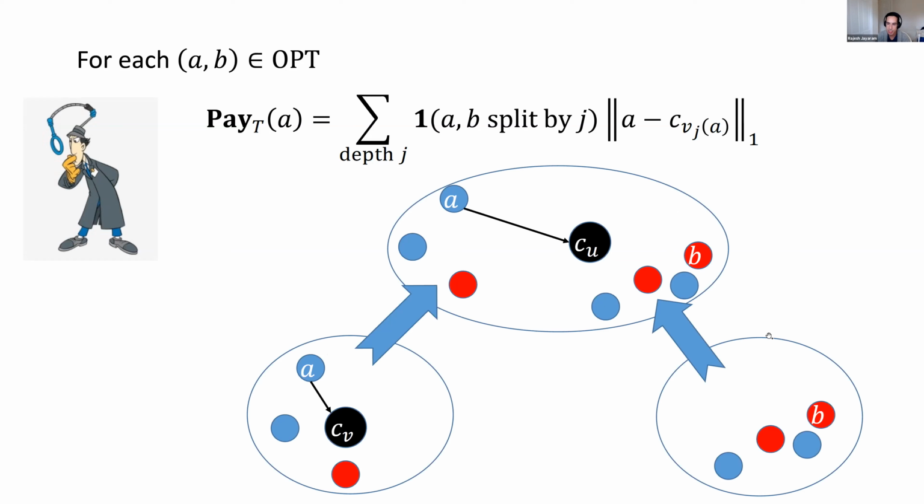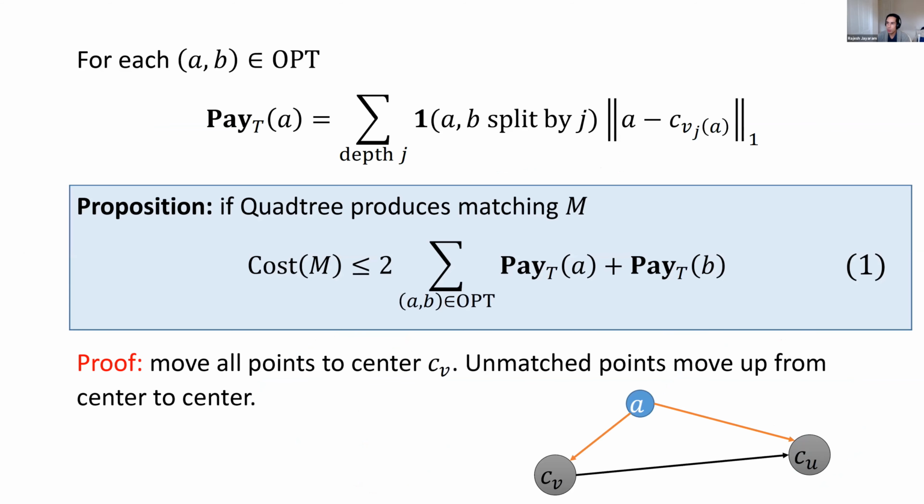And then B will do the same thing, paying the distance from B to the center and B over here. So this is the entire payment strategy for the inspector. And he'll pay this for every point. So what is the first thing that we want to show? Well, we want to show that the inspector is paying enough to cover the cost of the matching that we're trying to bound. And this is exactly what this relatively simple proposition states.